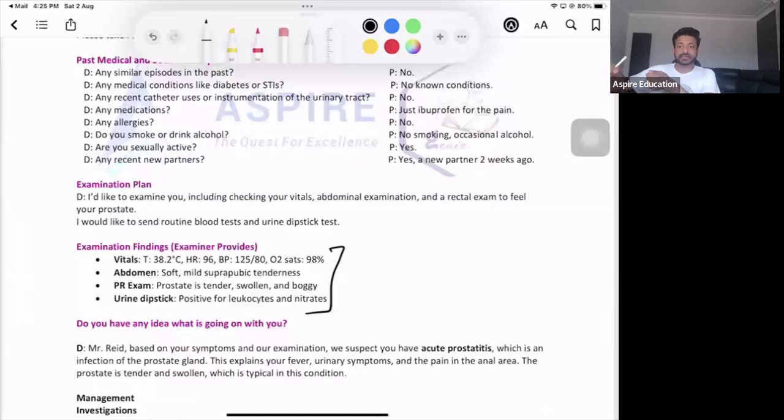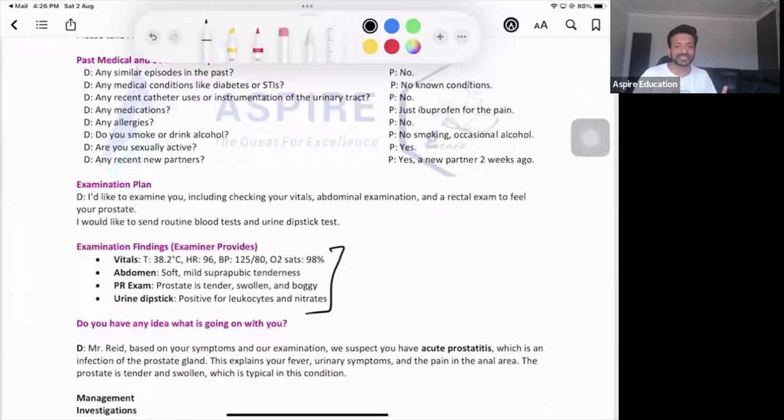So what happens is they might give you some findings. The findings might be on the table, and the examiner will say you can have a look. Sometimes the examiner will tell you these findings verbally. Sometimes the examiner will hand over a piece of paper which has all these findings for you. And sometimes you may have to do the examination as well, right? So in this station, they might be expecting you to do the digital rectal examination as well.